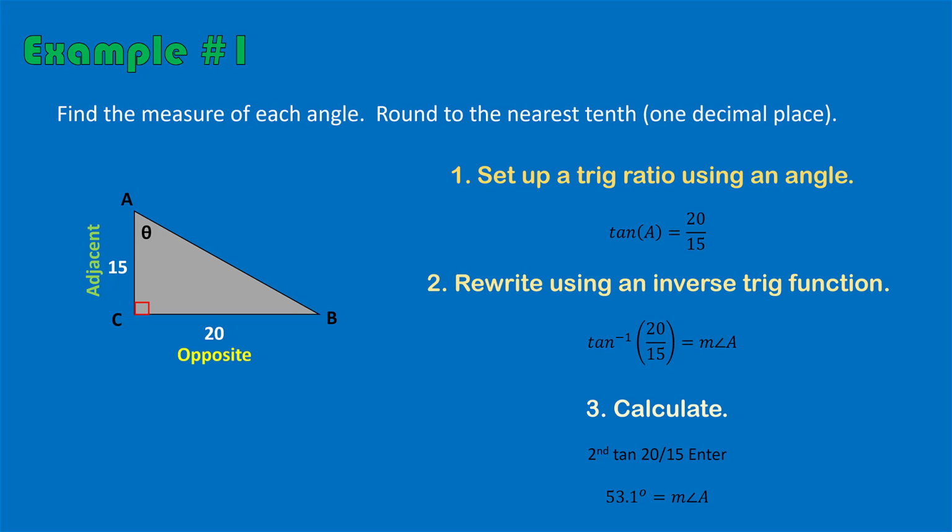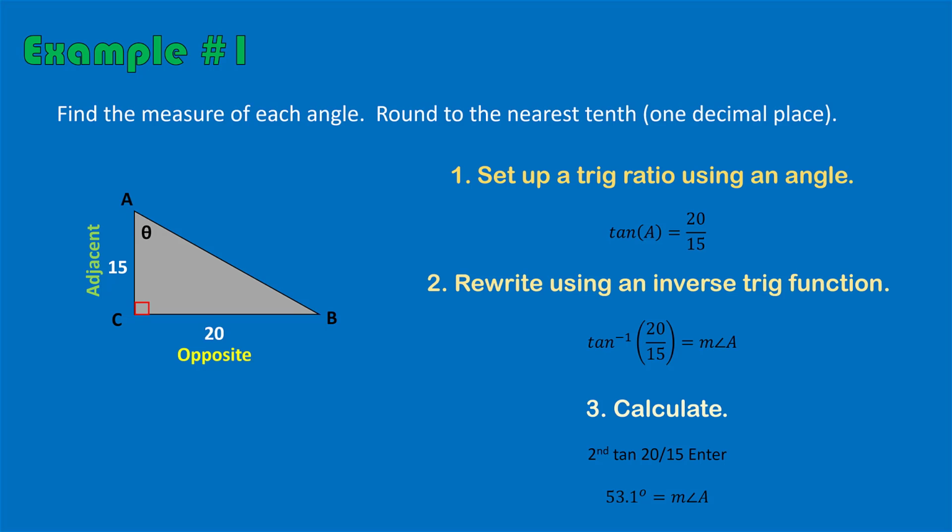If you are not getting 53.1 degrees, you need to make sure that you are in degree mode, not in radians. If you need help with that, go into Google and type in your calculator model and type in degree mode. So TI-84 degree mode, and search that, and it will help you be able to do that for whatever calculator you have.